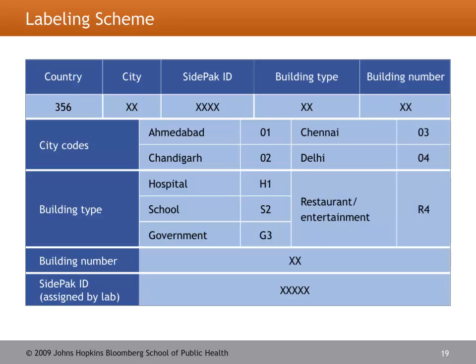The building type corresponds to the different venues that you would be going to. In our example earlier, we said we were going to hospitals, schools, governments, and restaurants. We assigned hospital code H1, schools S2, government G3, and restaurant and entertainment venues R4. Each of those types of venues may have multiple buildings within them. For instance, you may be going to 5 hospitals, so each of those hospitals would have a corresponding hospital number, 1 through 5.